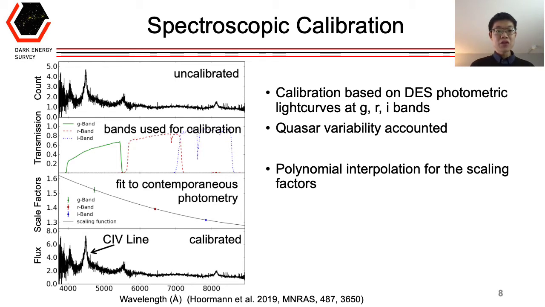This figure shows an example of the calibration process. First, we calculate the scaling factors from the integrated instrumental flux to the DES photometry at GRI bands. We then interpolate these scaling factors by a second-order polynomial. Then we multiply the scaling function to the uncalibrated spectra to derive the calibrated quasar spectra.